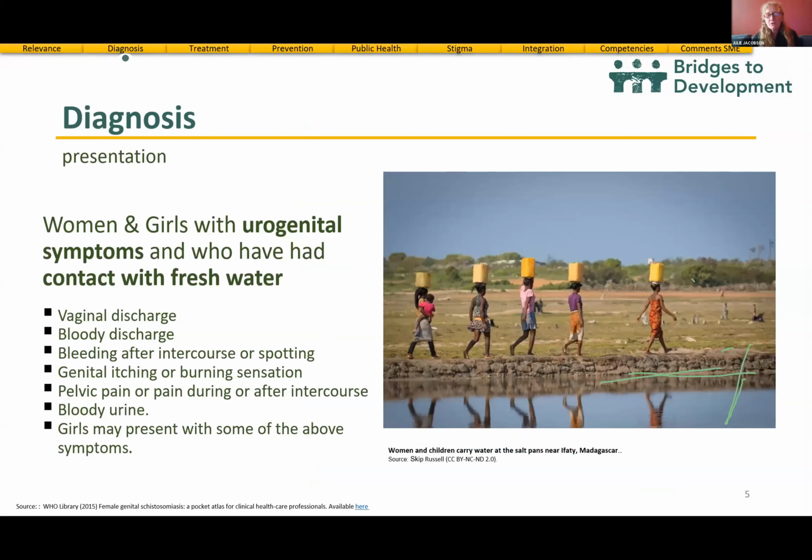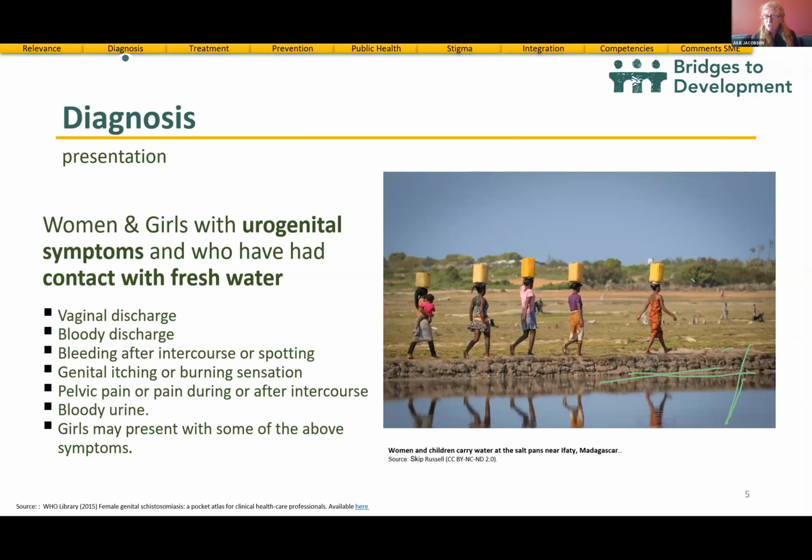So women and girls who have urogenital symptoms have had some contact with fresh water. And as we know, throughout Africa, contact with fresh water is a part of everyday life. The symptoms people can present with are vaginal discharge, a bloody discharge, bleeding after intercourse or pain after intercourse, genital itching and burning, and blood in the urine, as I mentioned earlier. Girls and women can present with these symptoms.